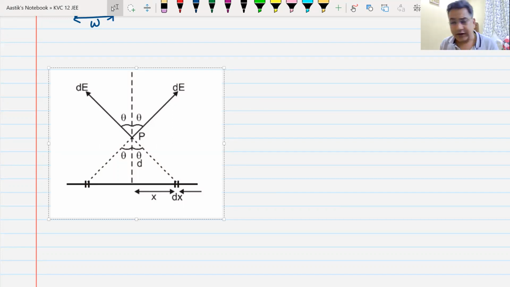Now, if this sheet also becomes infinite in this dimension, this should give you the formula of electric field due to a sheet. Do we understand this? Yes, sir. If this sheet becomes infinite in this dimension also, this will become the formula for an infinite sheet. Now, you have to remember the general formula. So this is the diagram.